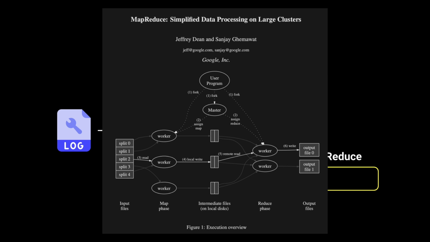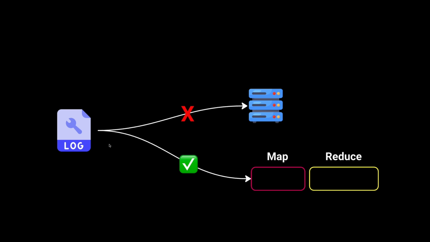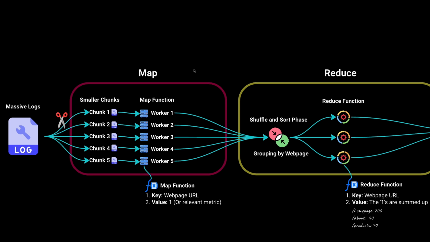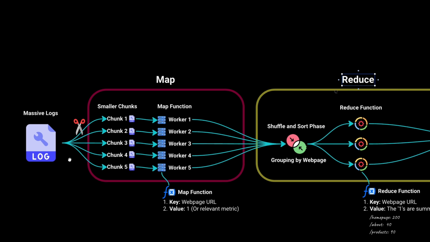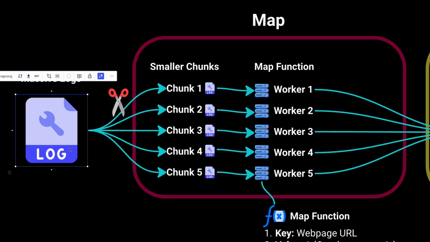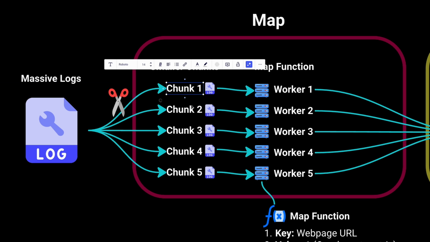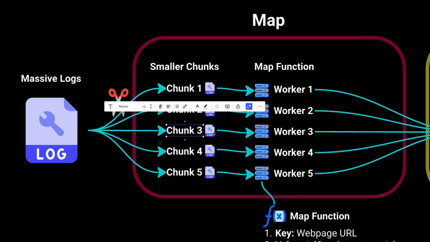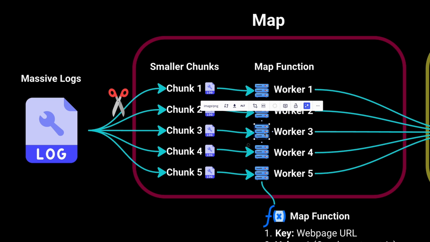It was introduced by Google in 2004 to tackle exactly these kinds of scenarios. Let's see how it works through our website log example. MapReduce operates in two primary phases, the map phase and the reduce phase. In the case of our website log example, we start by first splitting these huge logs into smaller and manageable chunks, and these chunks then get sent to different worker computers.